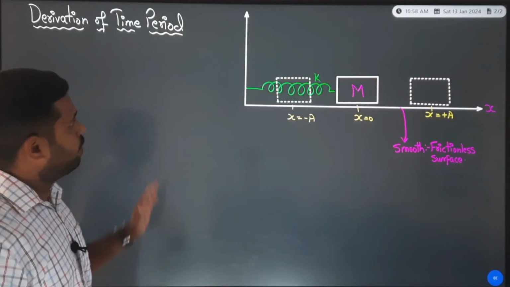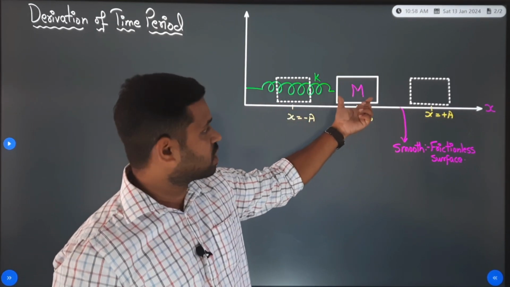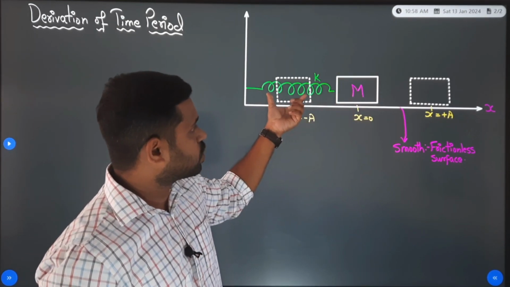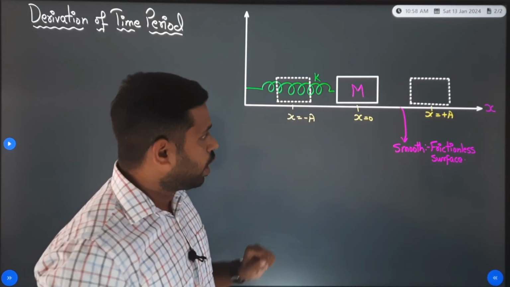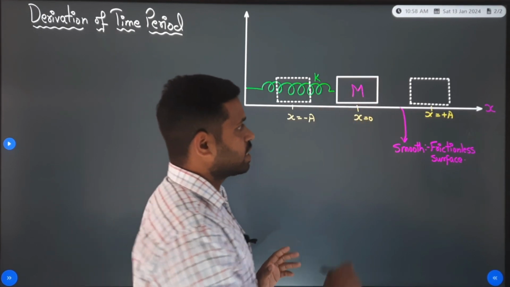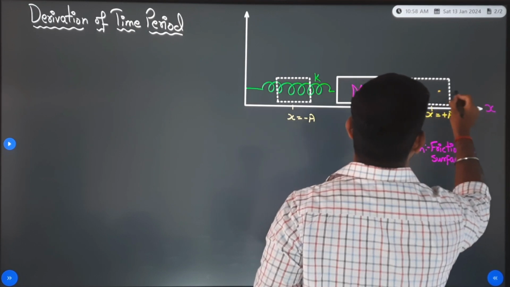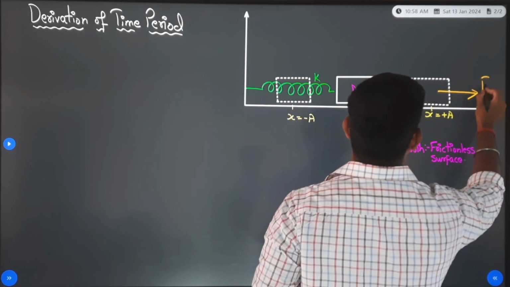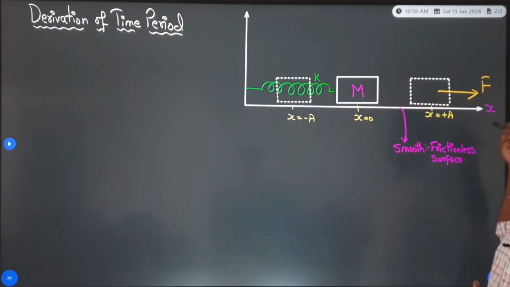In this diagram you can see that we have a mass m, and this mass m is attached to a spring which has a spring constant k. Now let us say I apply an external force F on this mass and pull it towards the right direction.